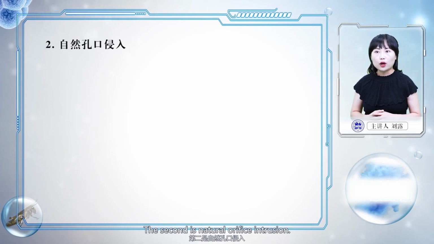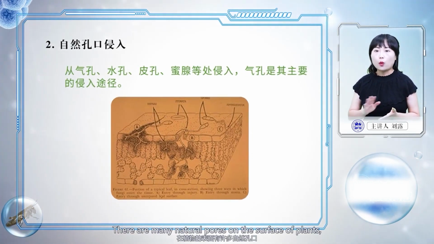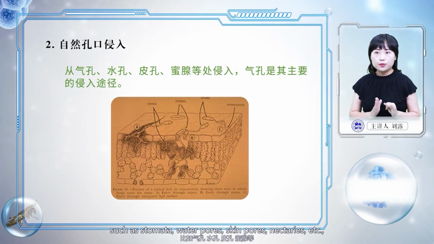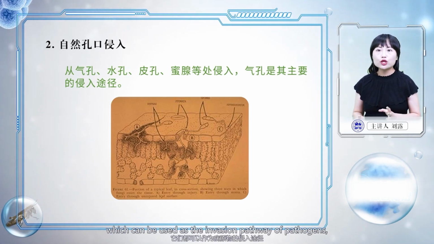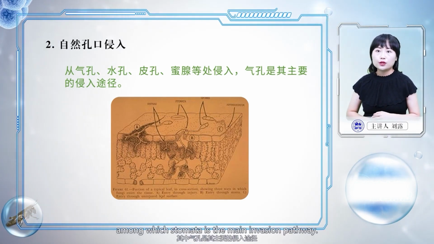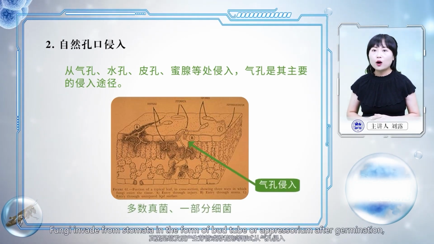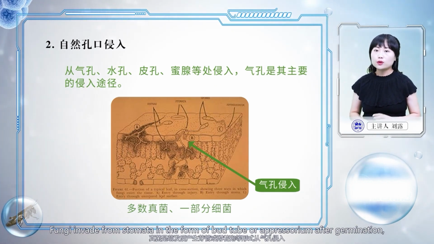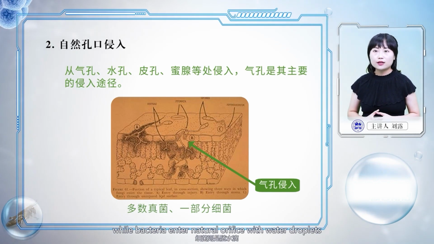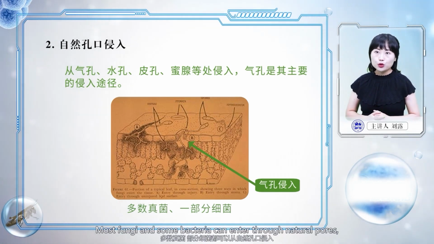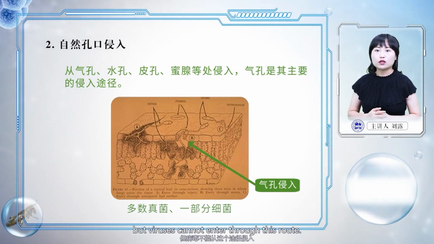The second is natural orifice intrusion. There are many natural pores on the surface of plants, such as stomata, water pores, skin pores, nectaries, etc., which can be used as the invasion pathway of pathogens, among which stomata is the main invasion pathway. The invasion modes of different pathogens are also different. Fungi invade from stomata in the form of a bud tube or appressorium after germination, while bacteria enter natural orifices with water droplets or a water film on the surface of plants. Most fungi and some bacteria can enter through natural pores, but viruses cannot enter through this route.